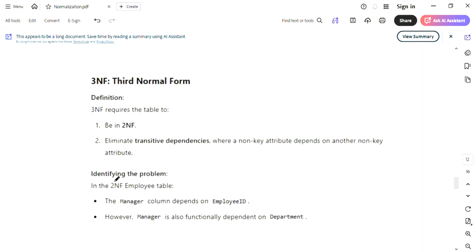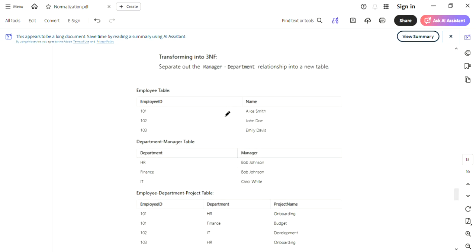Coming to third normal form. It should be in second normal form, which means it should be in first normal form also. That means no multi-valued dependencies, and no partial dependencies. Now in the third normal form, we try to eliminate the transitive dependencies. What do you mean by transitive dependencies? One field is dependent on another field, and that field is dependent on the primary key. Such fields, if they are there in this table, we will try to eliminate. Let us see the example and try to understand.